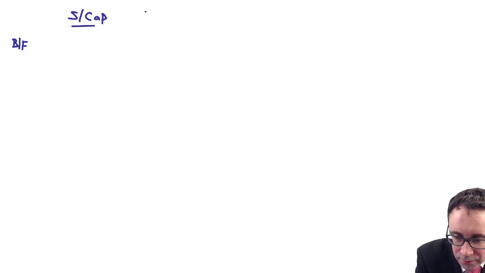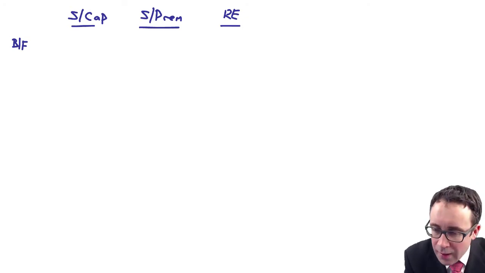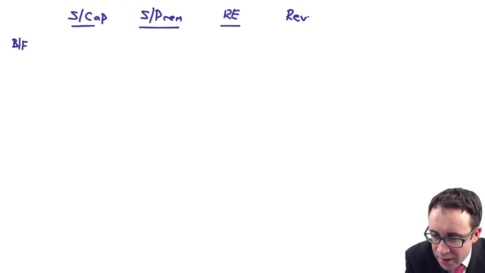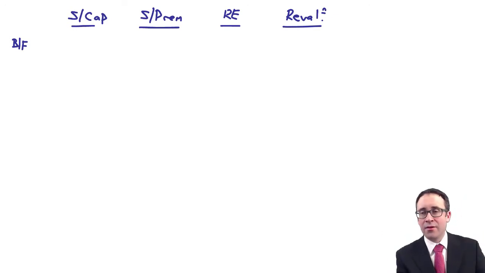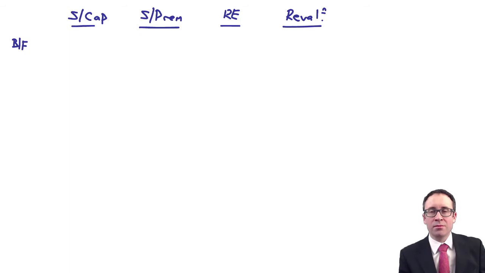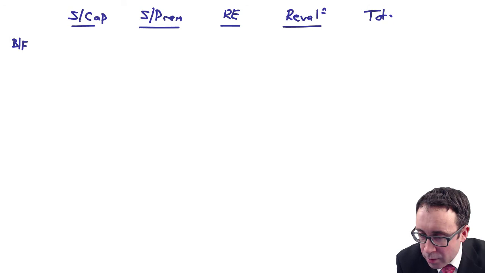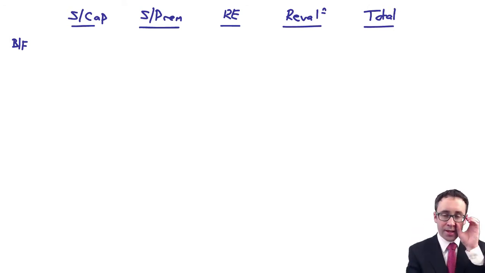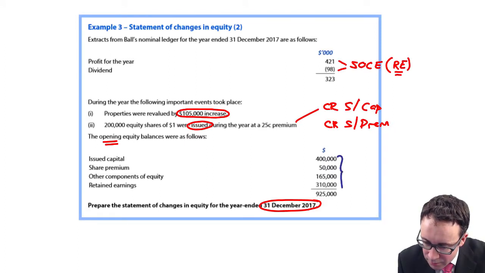I've got share capital, I've got share premium, I've got my retained earnings, and then you can call it other components of equity, but given that we've got a separate column for share premium, revaluation could be merged together as other components of equity, but I'll just keep them separate. Okay, share premium, revaluation, and then your total.